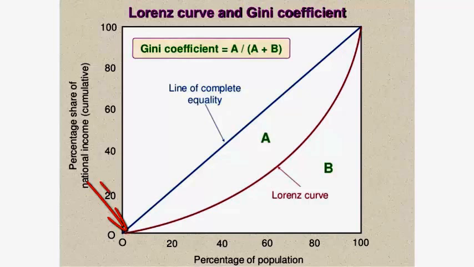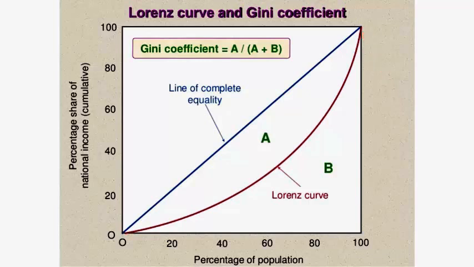And what percentage of the income do the 2 poorest people have? What percentage of the income do the 3 poorest people have? You keep asking that question until you get to the point where you ask what percentage of the entire income is held by the poorest 50%. And obviously 100% of the population would have 100% of the income.